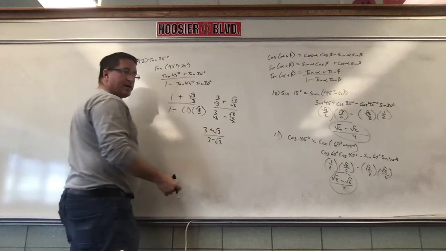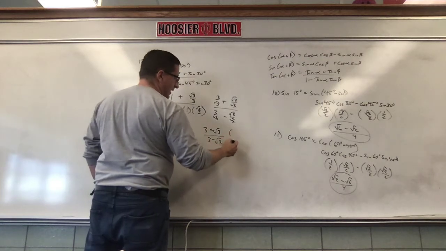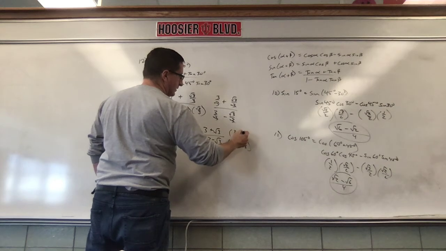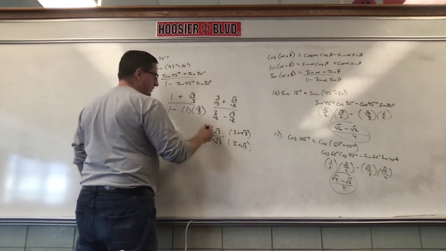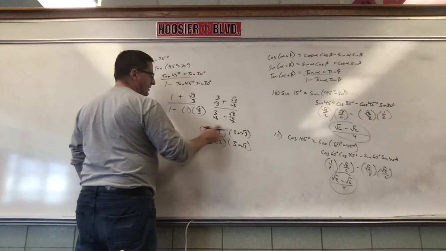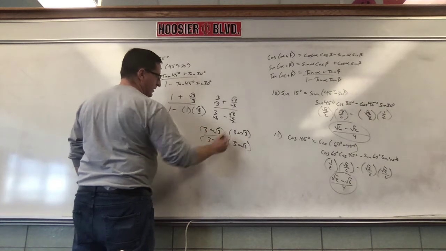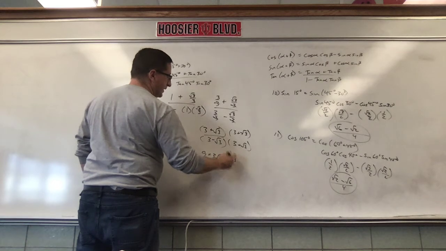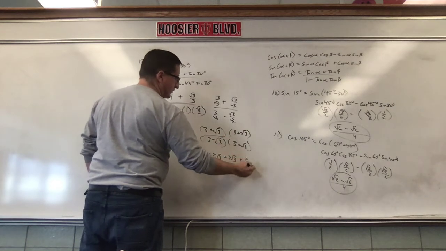We can't have radicals on bottom, though. So we times the top and bottom by the conjugate of the bottom. The conjugate of the bottom is 3 plus radical 3. Okay. So we FOIL this out. 3 times 3 is 9. 3 times radical 3 is 3 radical 3. Inners are 3 radical 3. Radical 3 times radical 3 is radical 9, which is 3.